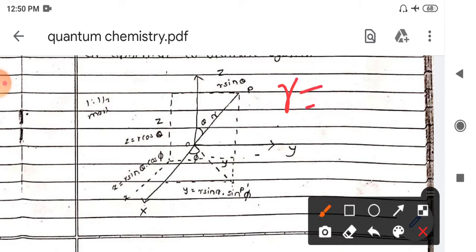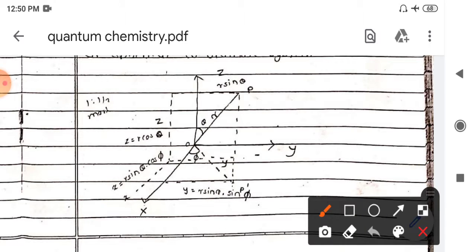Okay, three variables are there. One is r, which is the position of a particle from the origin. Theta is the angle made with the positive direction of the z axis, and phi is the angle which is made with the x axis.